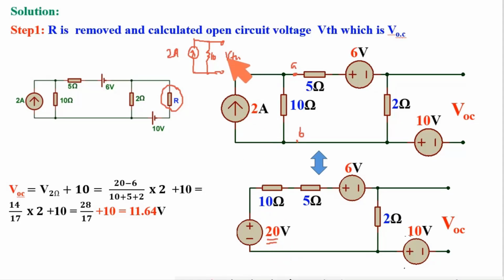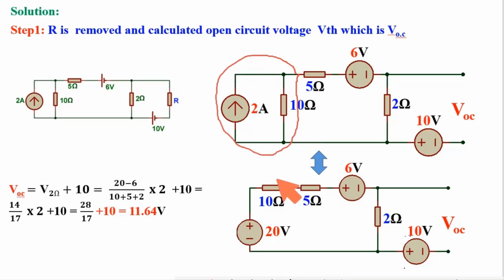Now to calculate RTH, this current source will be open. So ultimately 10 ohm is RTH. So this is RTH here. This part of the circuit has been converted to this part of the circuit by using Thevenin. Keeping this part the same, the below circuit is equivalent to the above circuit.